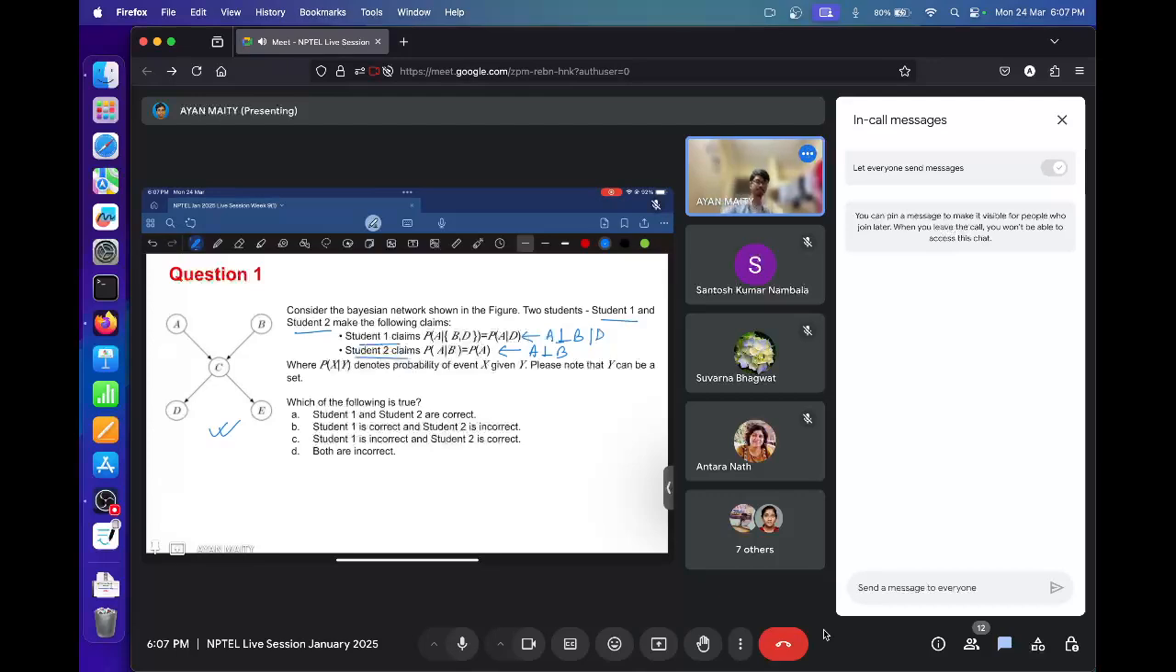You can write your answers in the chat. Anantapalli Nagal Asman Kumar says option C. Option C is student 1 is incorrect, 2 is correct. Okay. Anyone else?